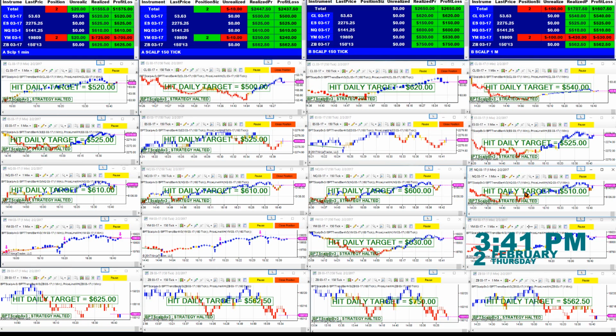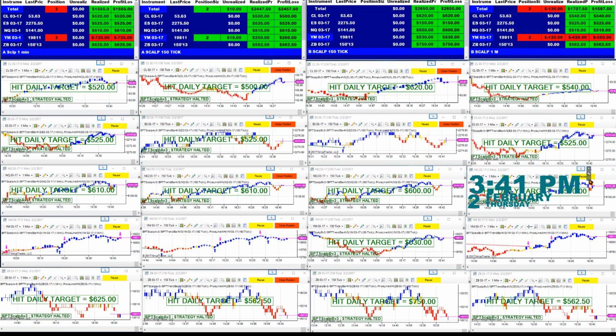On the NASDAQ, 4 out of 4 hit the target. A scalper, B scalper, 1 minute, 150 ticks, all hit the target. And this is really funny, the YM. If we look at the YM, out of 4, we only have 1 hit the target.